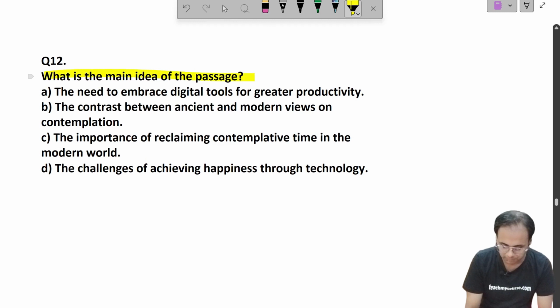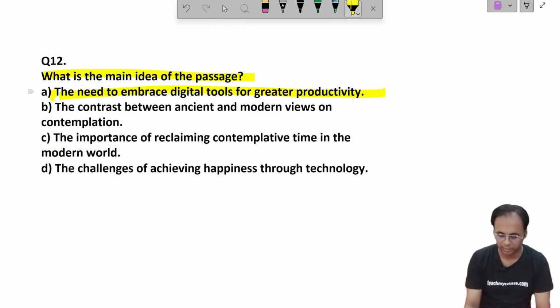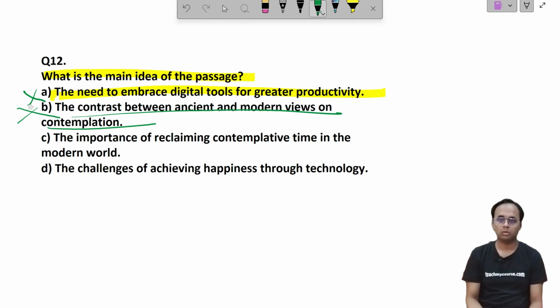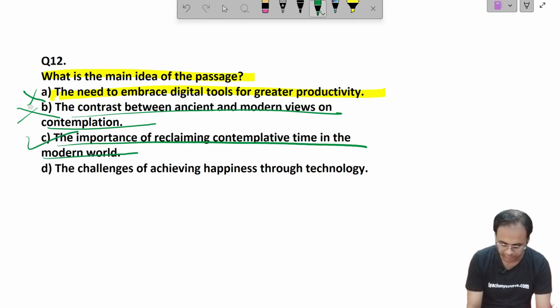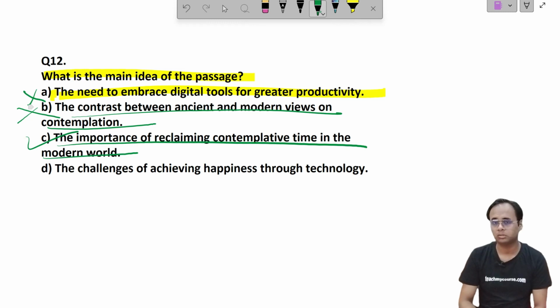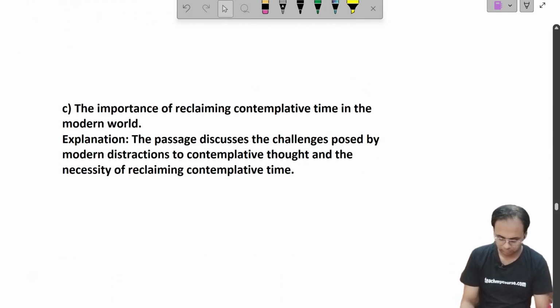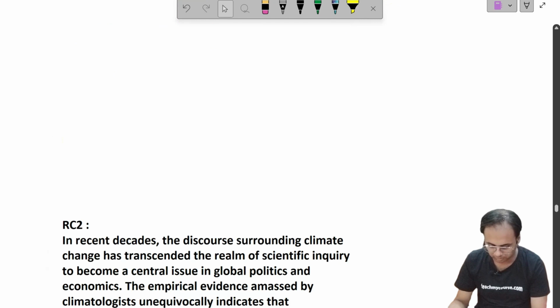Okay, it says, what is the main idea of the passage? Next question. First option is the need to embrace digital tools for greater productivity. No, this is definitely not true. The contrast between ancient and modern views on contemplation. No, because it has already quoted Aristotle also, so the ancient views were similar to the modern views on this. The importance of reclaiming contemplative time in the modern world. That is the central idea: the importance of the times when we can think deeply on something and not get distracted by social media all the time. Next is the challenges of achieving happiness through technology. No. So option C is correct, because the passage discusses the challenges posed by modern distractions to contemplative thought and the necessity of reclaiming contemplative time.